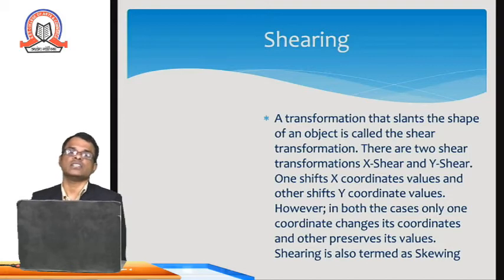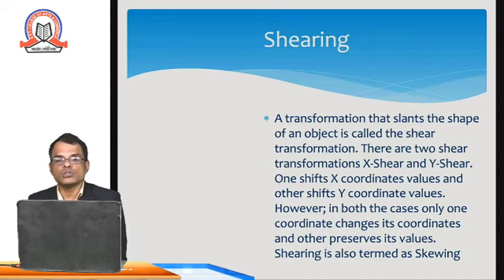A transformation that slants the shape of an object is called a shear transformation. There are two shear transformations: x shear and y shear. One shifts x coordinate values and the other shifts y coordinate values. However, in both cases, only one coordinate changes and the other preserves its values. So if you are changing x, then x will change, y will remain as it is, and if you are changing y, y will change and x will remain as it is.